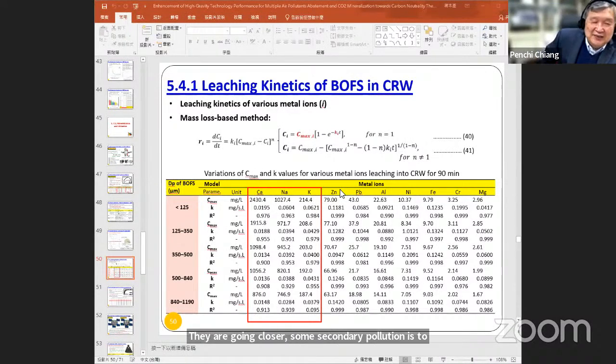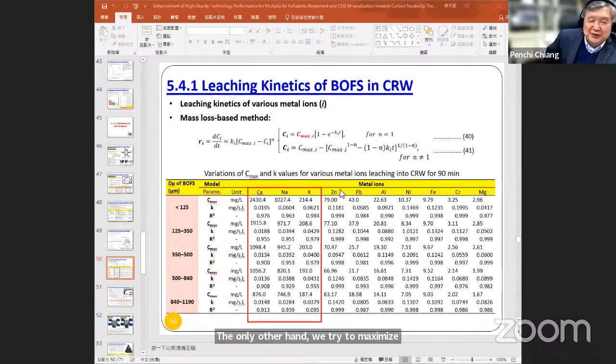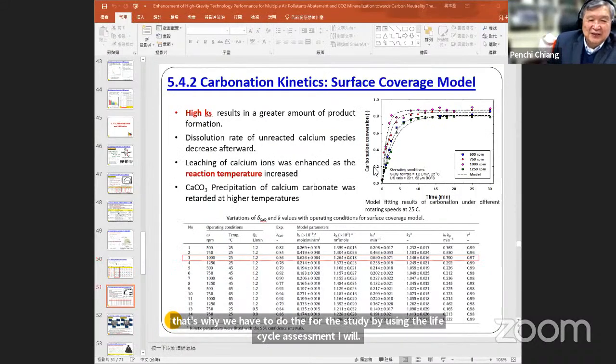But on the other hand, we try to maximize the carbon capture capacity. So that's why we try to minimize the environmental impact and maximize the carbon capture capacity. So that's why we have to do further study by using the life cycle assessment. I will explain that to you later. Okay, here, this is the surface coverage model.